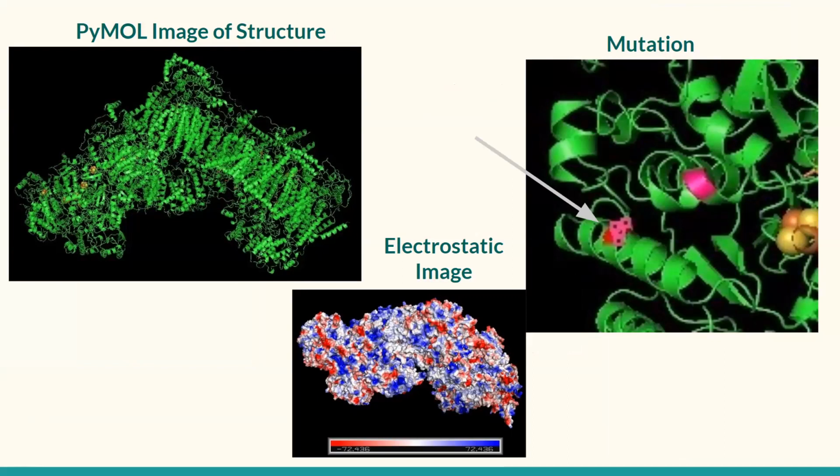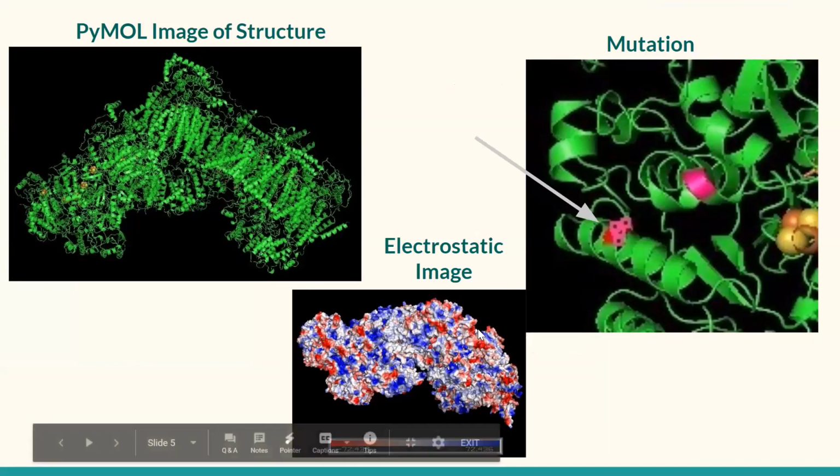This was at position 171, where the change was from alanine to valine. So this is right here. And then the last thing I did was find the electrostatic image of my protein. And these are my resources. Thank you.